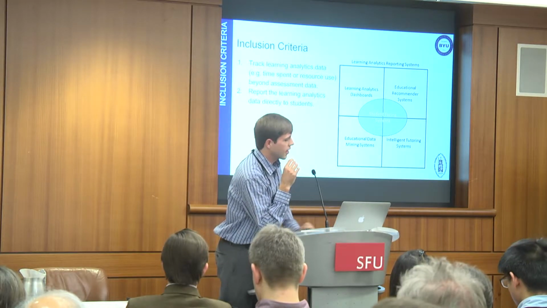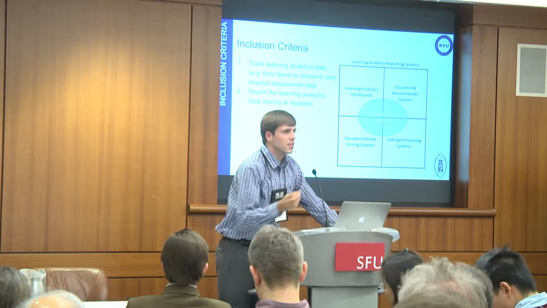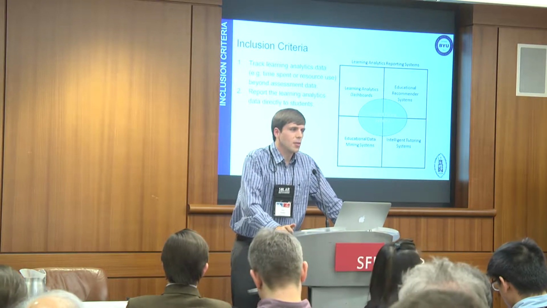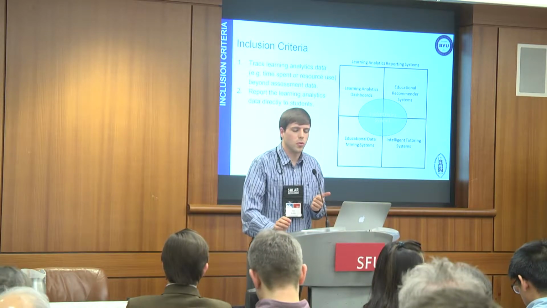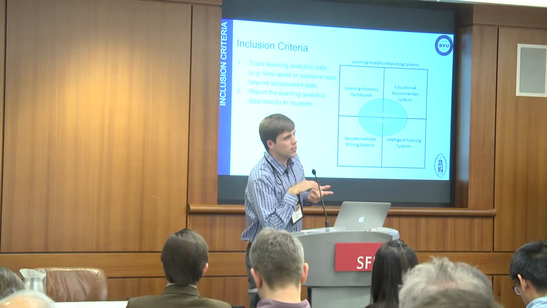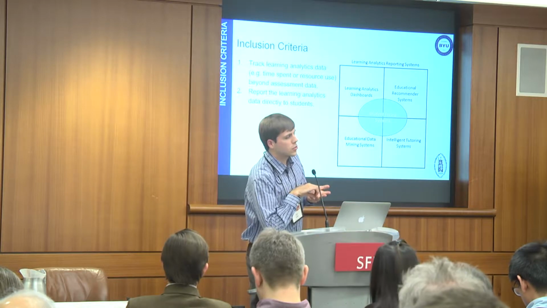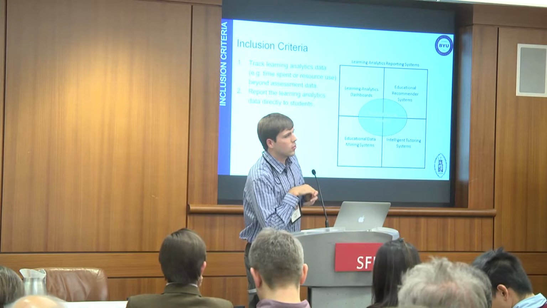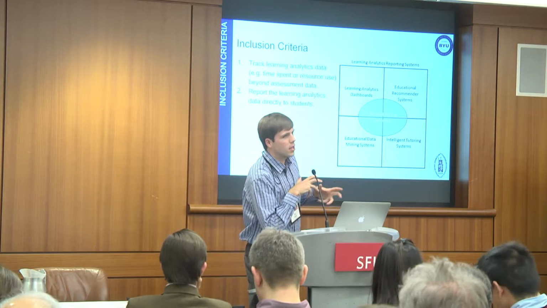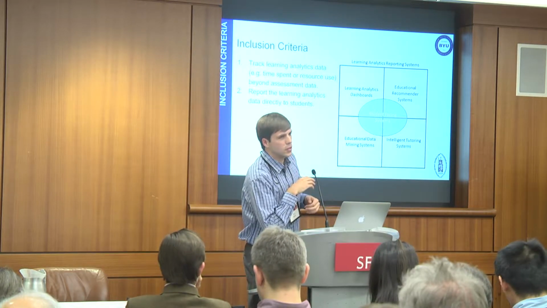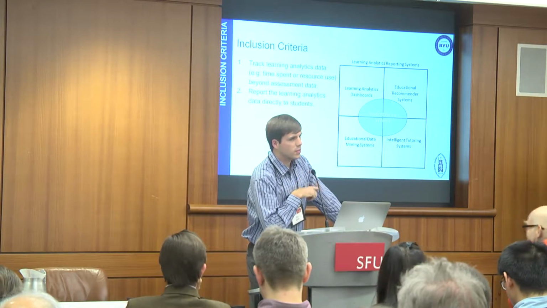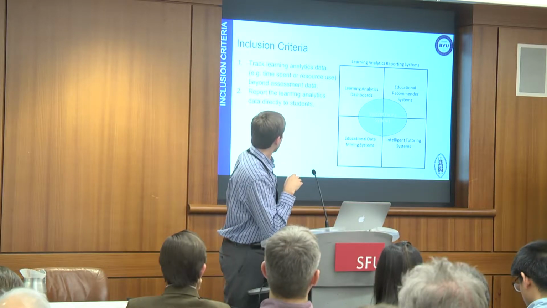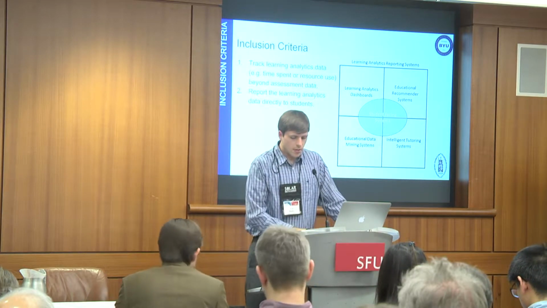So the focus of my literature review is specifically on student-facing learning analytics reporting systems. This encompasses recommender systems or dashboards or intelligent tutoring systems or feedback systems that track learning analytics data and report it directly to students. You can see in this figure on the right, there are four main fields. If the system is directly facing students, then it was included in the literature review. So that was my inclusion criteria.